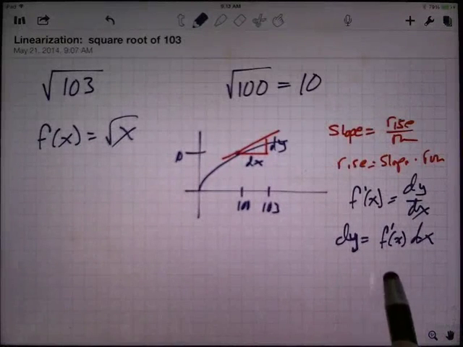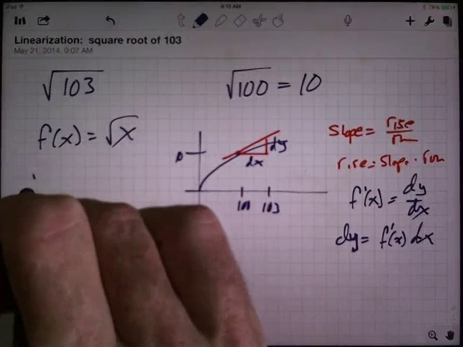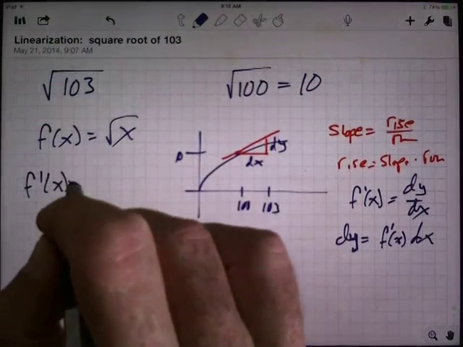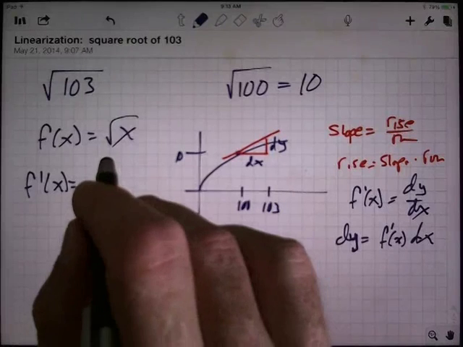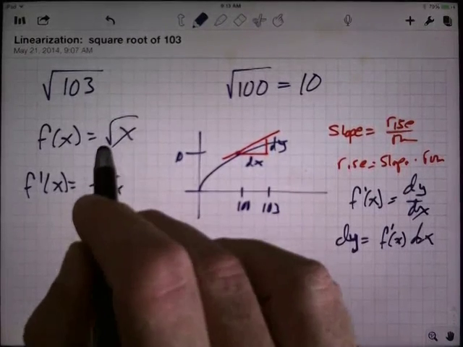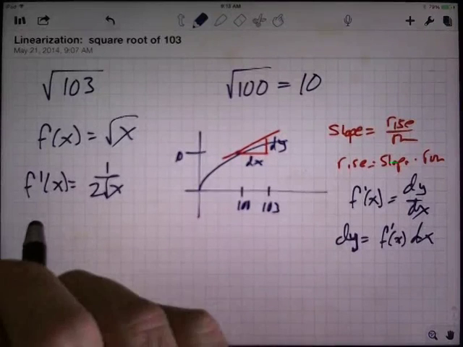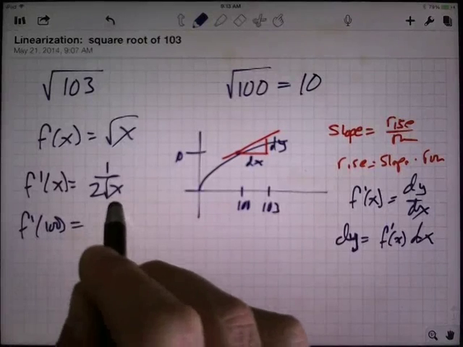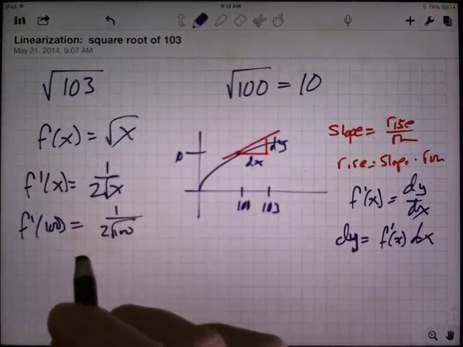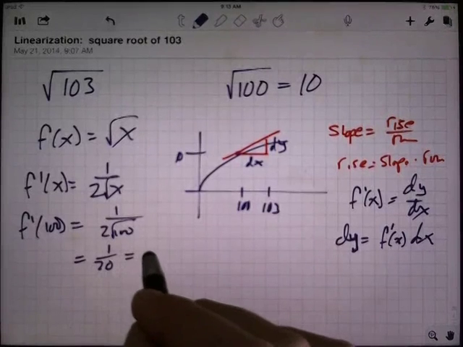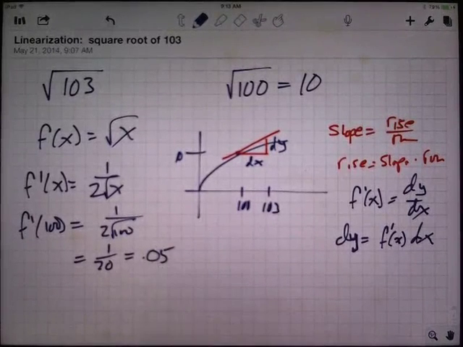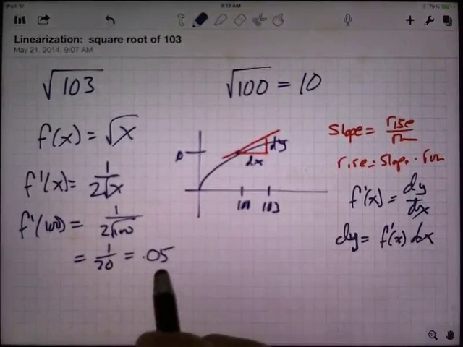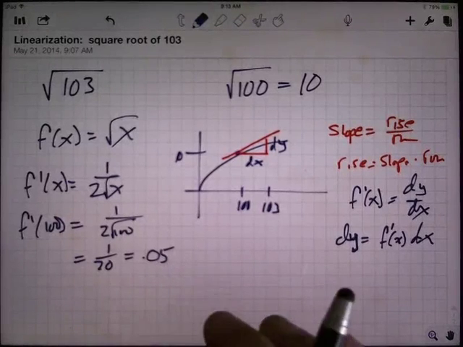So, looking at this here, f prime of x, take the derivative here, that's 1 over 2 times the square root of x, because it's a half, x to the negative a half. At x equals 100, so f prime of 100, the slope is 1 over 2 times the square root of 100, which is 1 over 20, which is 0.05.